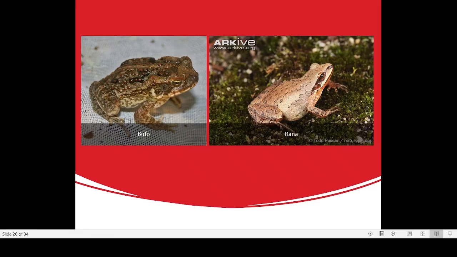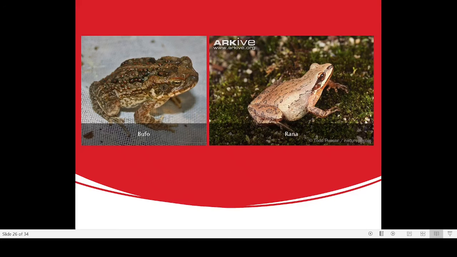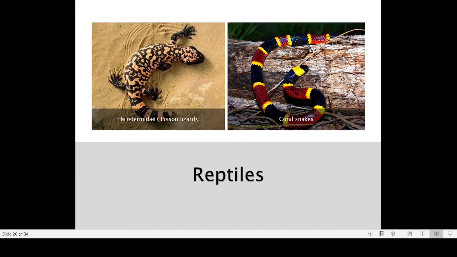So many species of frogs are present in South America. Under the amphibians we can see salamanders, Pipa, Bufo, and Rana is also present. Then next are the reptiles.